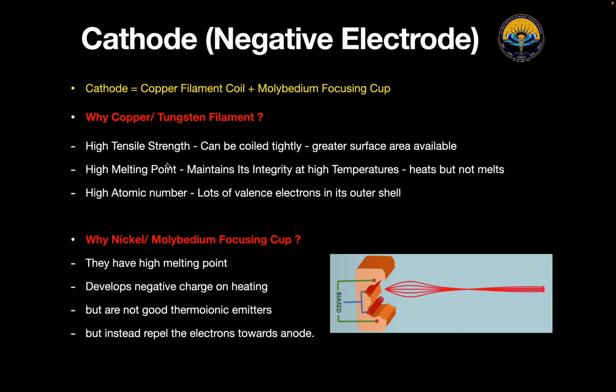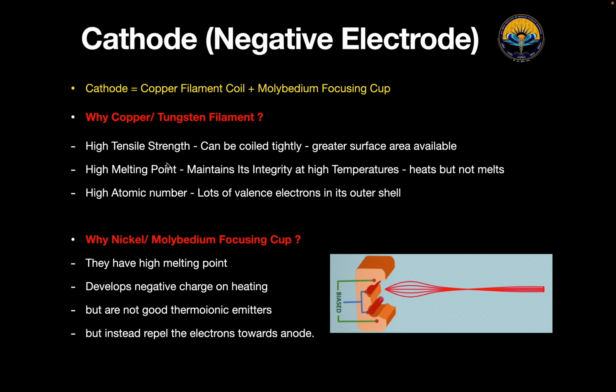But the second point is it also has a very high melting point. So whenever we give it a filament current, it will start to get heated up, but it will not melt, and that's because it has a very high melting point. And the third point is that it also has a high atomic number, so there are also a lot of valence electrons in its outer shell, but that is not important. The main point why we use tungsten filament is because it has a very high tensile strength.